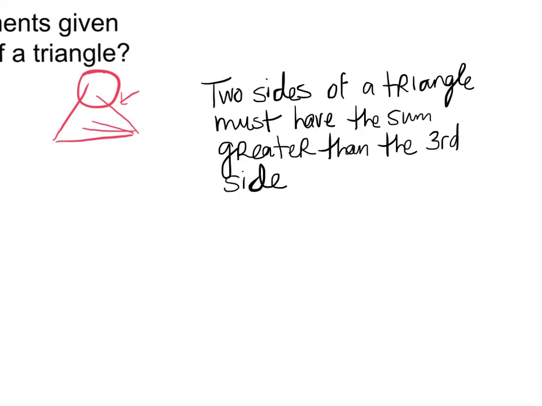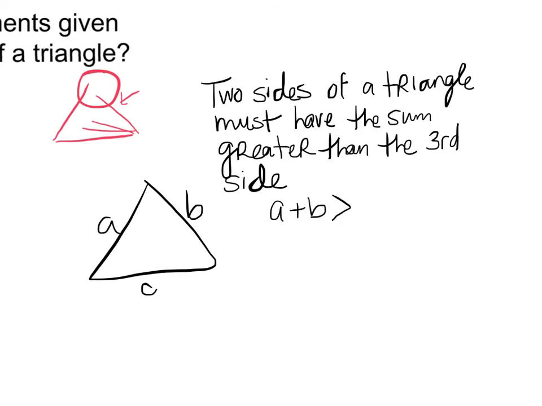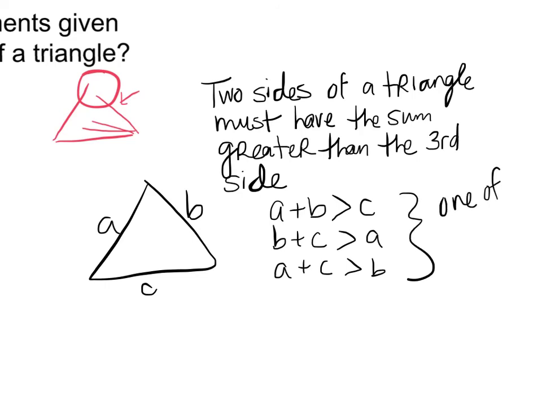Now here's what that means, that if you have a triangle like this, A, B, and C, somehow you must be able to add these up so that A plus B is greater than C, or maybe B plus C is greater than A, or maybe A plus C is greater than B. But you must be able to find one of these in order to have a true triangle. So this is an important theorem. It's the triangle inequality theorem. So let's kind of use this right now.